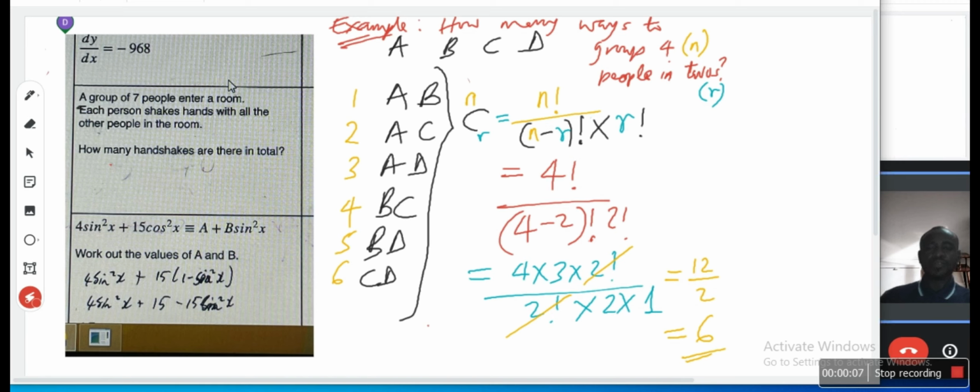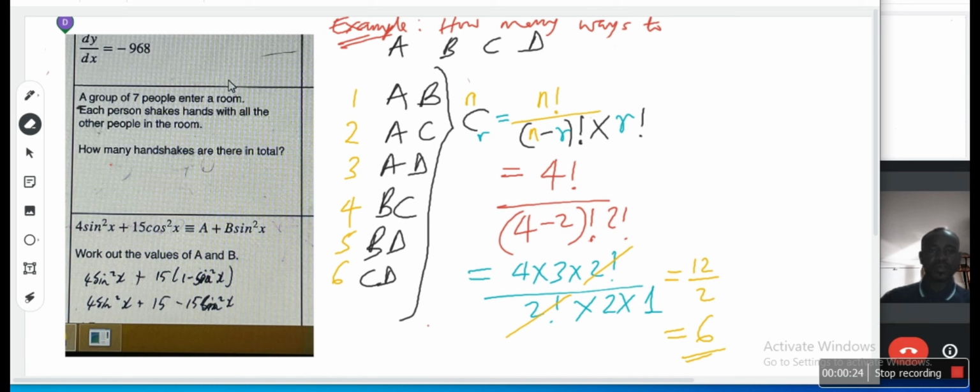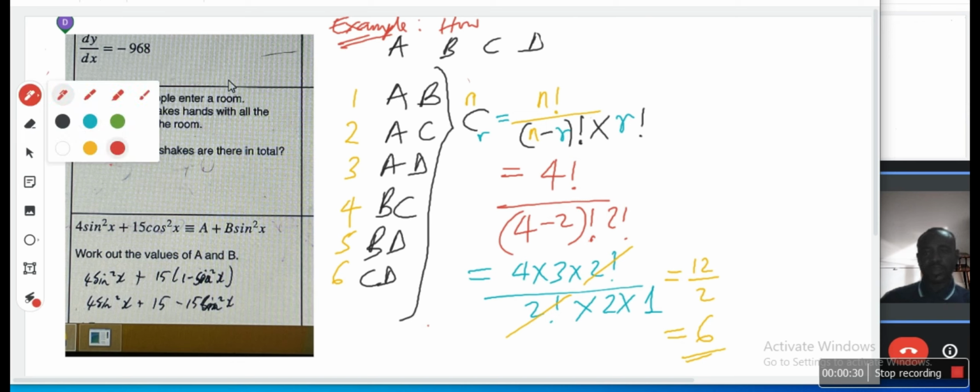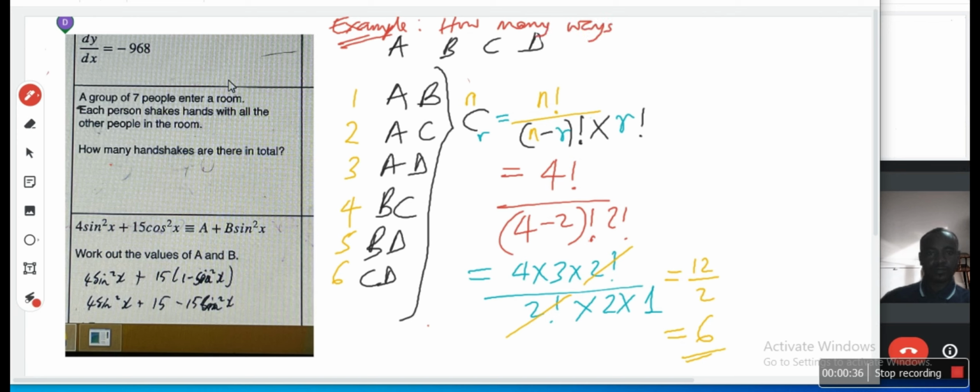So, like I said, if you're given a question like this, how many ways to group 4 people in twos? I think I can write it better so that all of this will fit into a line. How many ways can we group 4 people in twos? How many ways can 4 people, or 4 students, if you like, be grouped in twos?